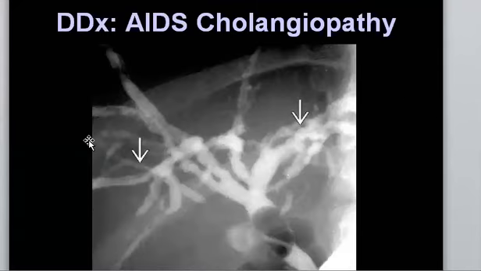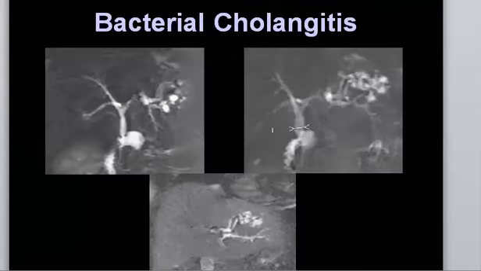Okay. Here, this patient has a very similar beaded appearance with irregular strictures. So this is what is called AIDS cholangiopathy. Okay. There is another one called bacterial cholangitis.